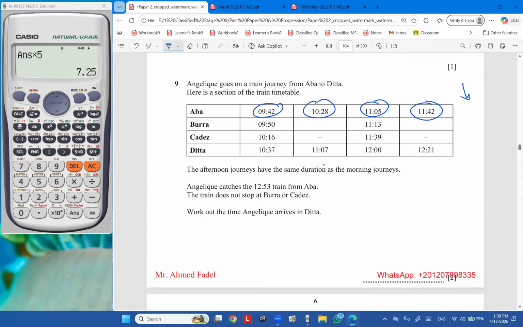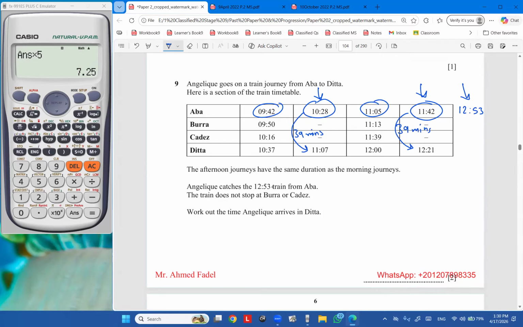Angelique catches the 12:53 train from Abba. The train does not stop at Bora or Cadiz. So it is the same, it doesn't stop at Bora or Cadiz. It is exactly like this train and like this train. And they said that it takes the same duration, right? So you're going to find that this train and this train as well take exactly 39 minutes to reach Dida. So 39 minutes exactly you will find. This took exactly 8 and then 18 until reaching 12, 18 and 21 is going to give you 39 minutes exactly until they reach Dida.